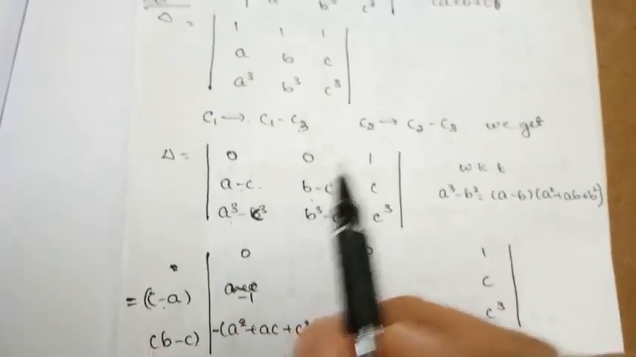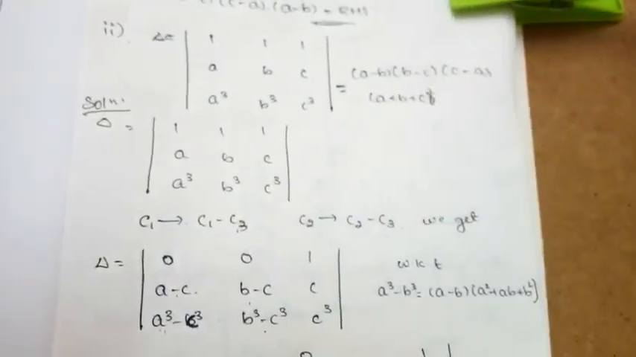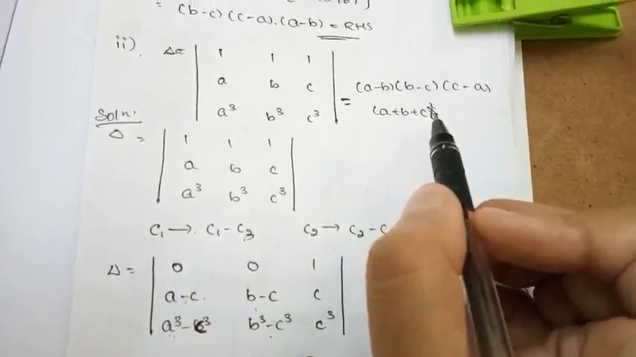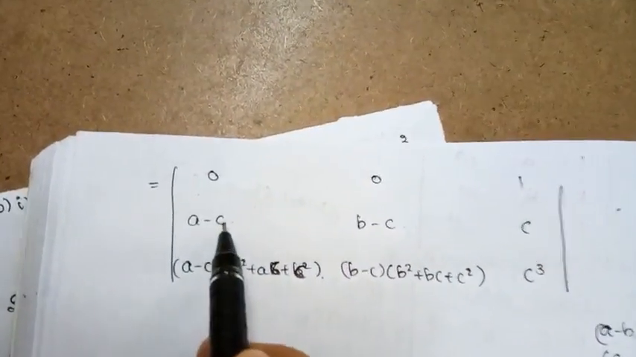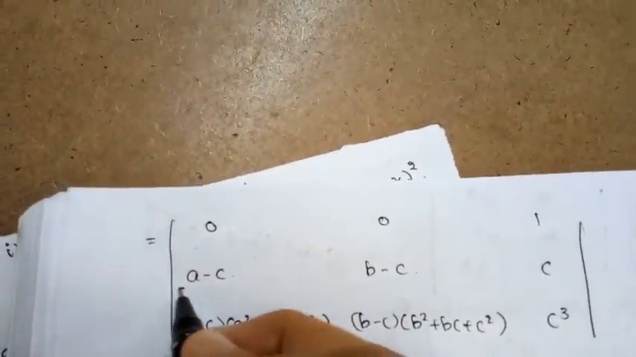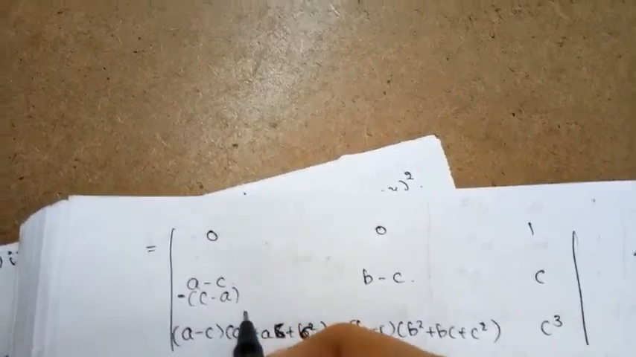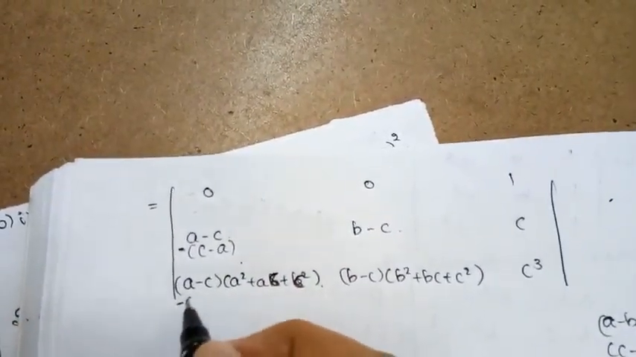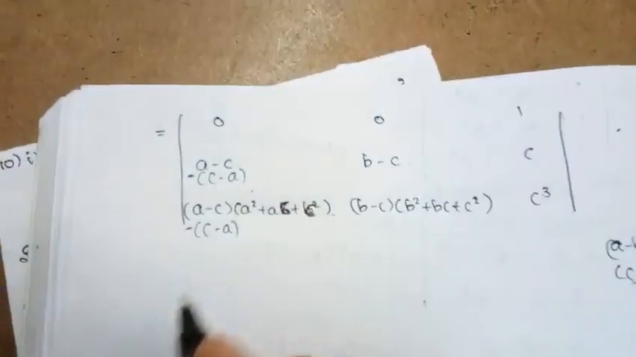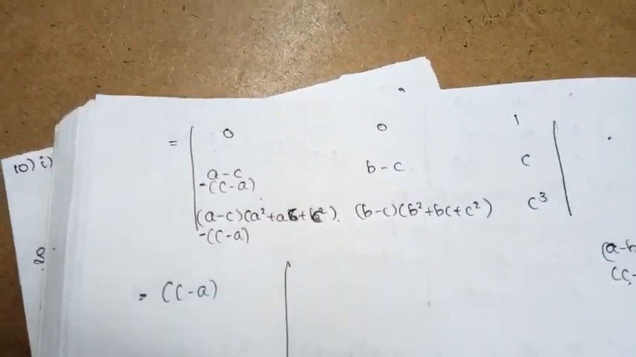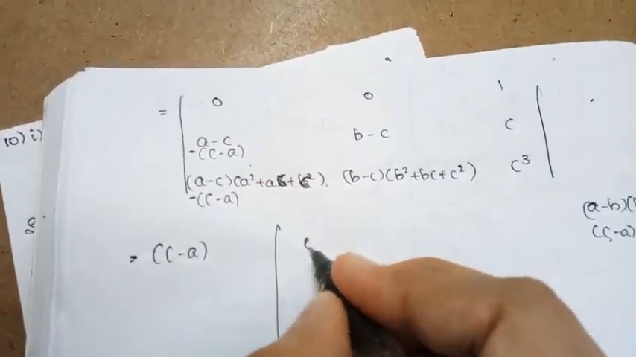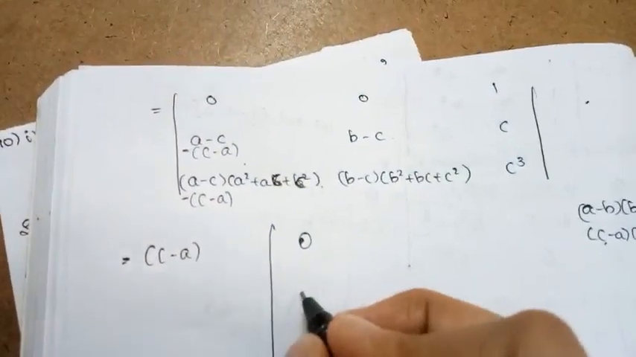But what we required, you just look into the RHS of this one. We required here C minus A, not A minus C. So if I need C minus A, I'll take minus common outside. Here it becomes C minus A. From this, if I take minus common outside, it becomes C minus A. From the first column, I am taking C minus A common outside.